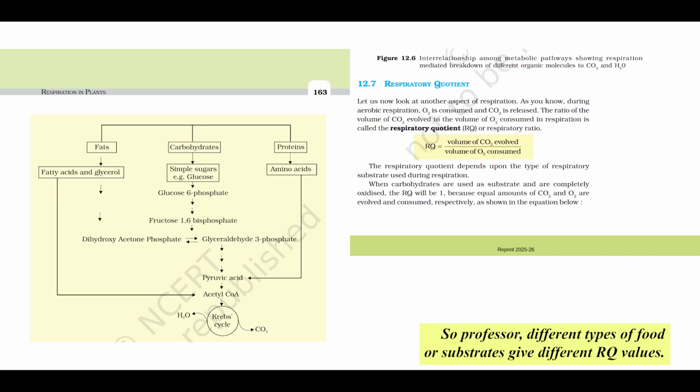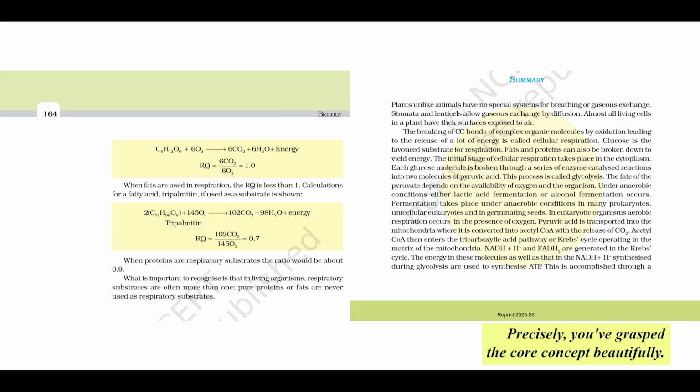So, Professor, different types of food or substrates give different RQ values. It's like each fuel leaves a unique signature in terms of CO2 produced and O2 consumed. Precisely. You've grasped the core concept beautifully. The RQ value indeed depends significantly on the chemical composition of the substrate. Let's look at the characteristic RQ values essential for your exams.